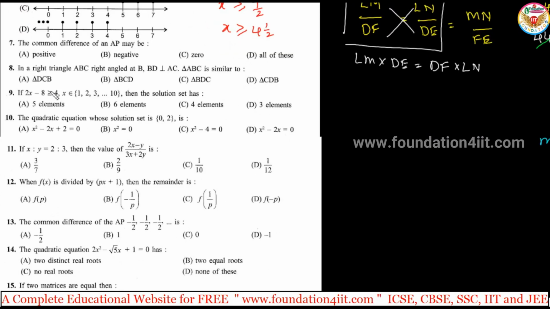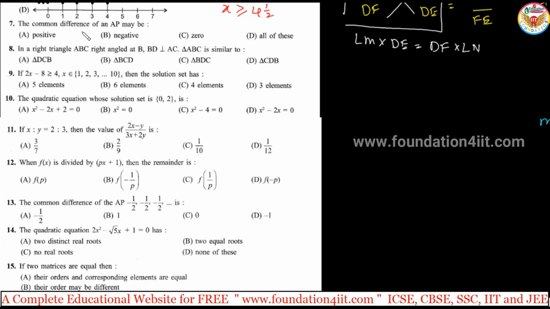And question number 7. The common difference of an AP, arithmetic progression, may be positive, negative, or even 0 also. Here the same numbers are given, 2, 2, 2 and so on, so the common difference is 0. It may be positive or negative also, right?